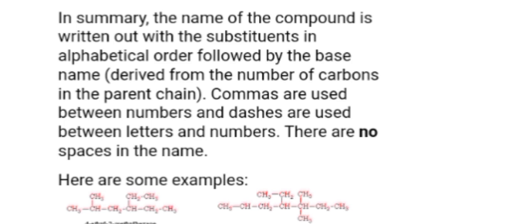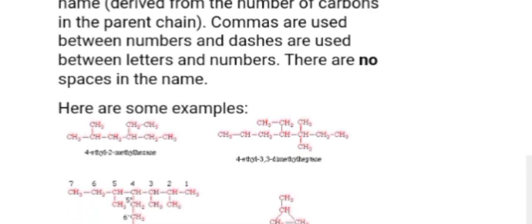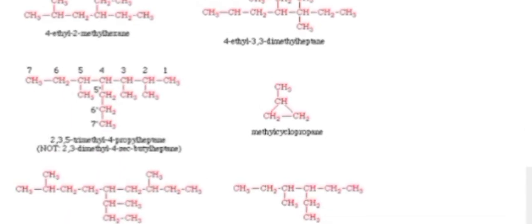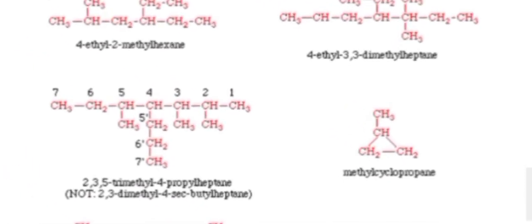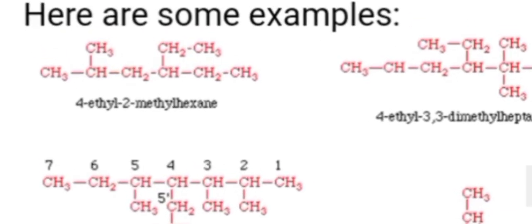Then if you want to write numerals and letters together, you separate them with either a hyphen or a dash. So let's look at these examples now. We have some examples here. Let's just look at them one after the other so that you see them.